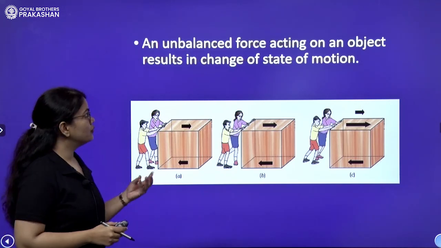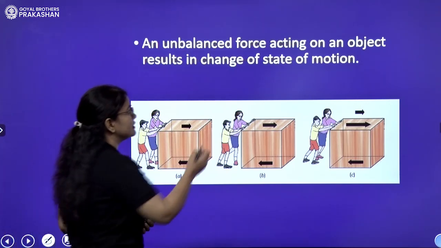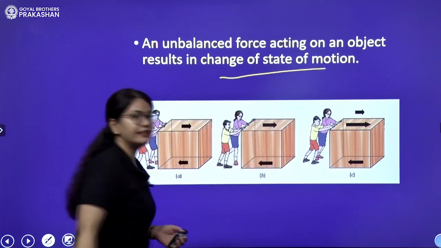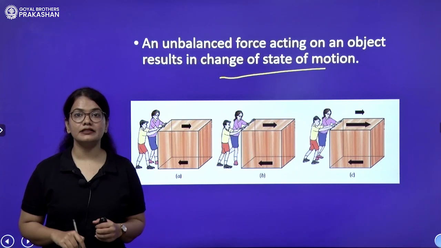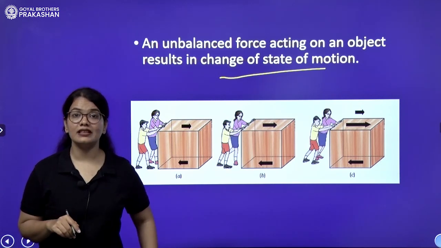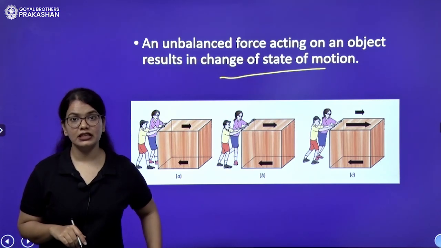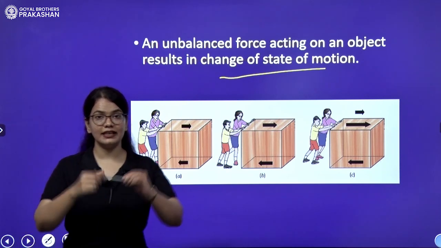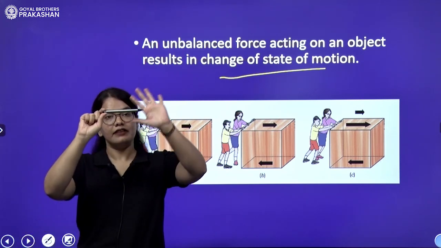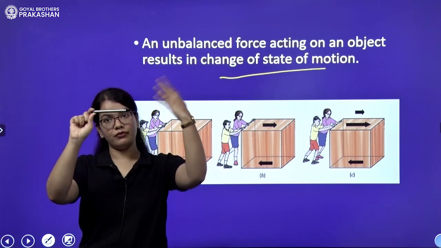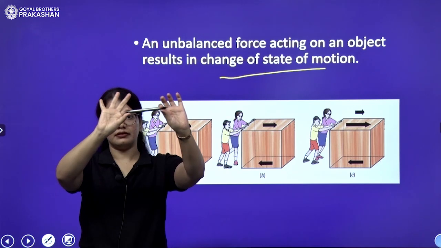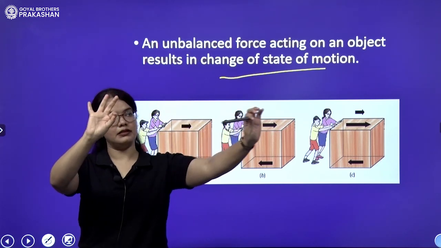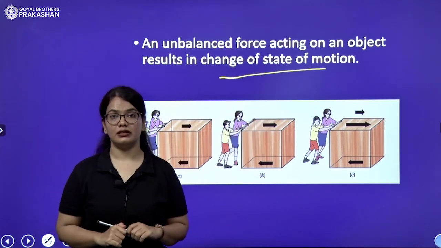An unbalanced force acting on an object results in a change in the state of motion. See, this is the difference between balanced and unbalanced force. In the case of balanced force, there was no change in motion. But in the case of unbalanced force, there is a change of the state. Let's see again the example of the pen. If I am applying more force from this hand and less force from this hand, what will happen? The pen has started moving, right?